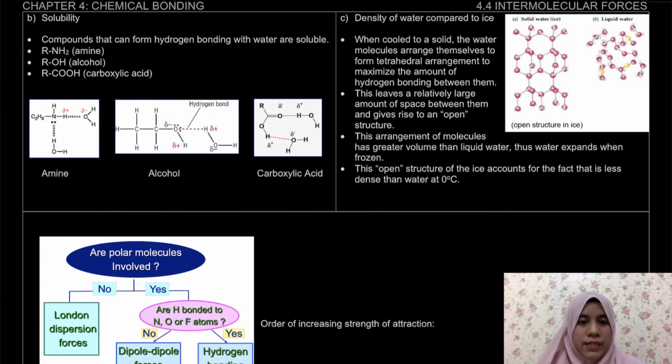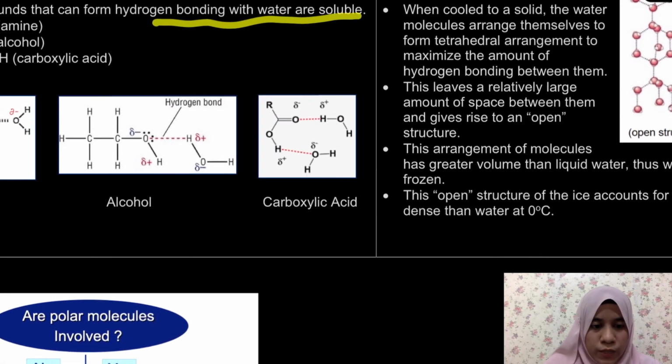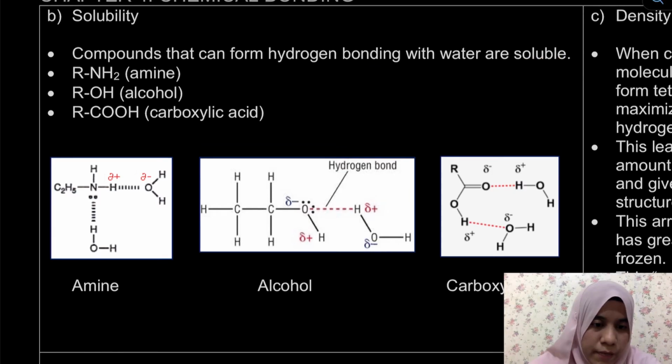Okay, next is actually solubility. Okay, so for solubility, compound that can form hydrogen bonding with water are soluble. So contohnya amine ni. So amine ni is actually on our nitrogen ni is bonded to hydrogen. So for our nitrogen in amine ni is bonded to hydrogen kan, and the lone pair here can form hydrogen bond with our water molecule.